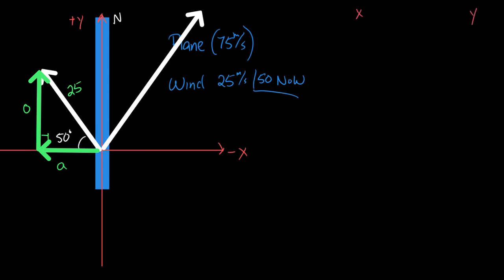X and y, so let's do the wind here. 25 times sine 50. Get 19.15, and that's in the y direction. And then 25 times cosine 50. Oh, did something wrong there. 25 times cosine 50, 16. Those are my two components. Any questions about that? Yeah.